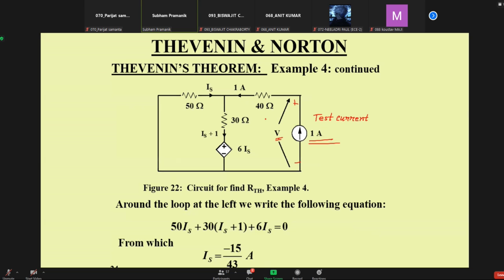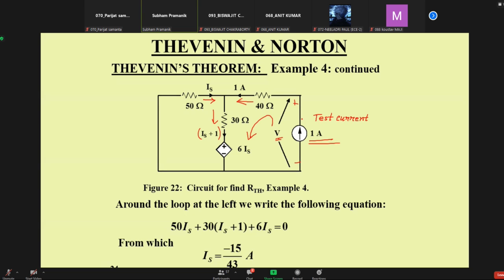Once you have connected this 1 ampere, there are already some currents marked IS. This branch has 1 ampere now. This branch has IS. So these two currents are meeting, they form IS plus 1. Remember, as you have connected a test current source here, this is actually case 1 of super mesh, where a current source lies at the perimeter. So this mesh current is actually 1 ampere.